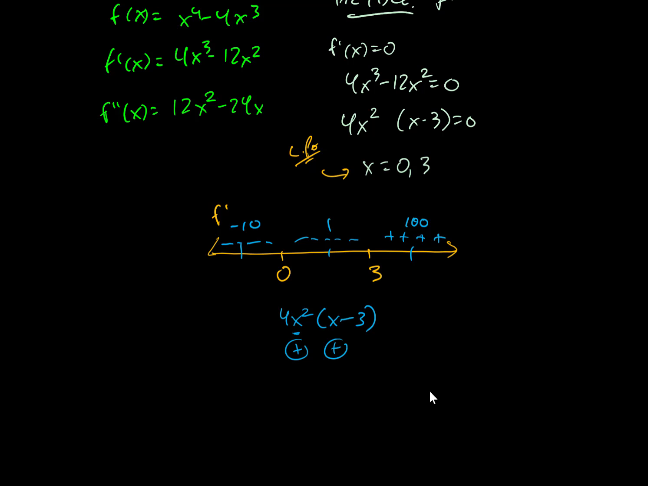So what this tells me then is that f increases where? Well, this is going down, this is going down, that's going up, because when the derivative is positive, the function is going up. When the derivative is negative, it's going down. So I'm increasing from 3 to infinity, and it's decreasing from negative infinity to 0 and 0 to 3. Okay, so there's our intervals of increase and decrease.